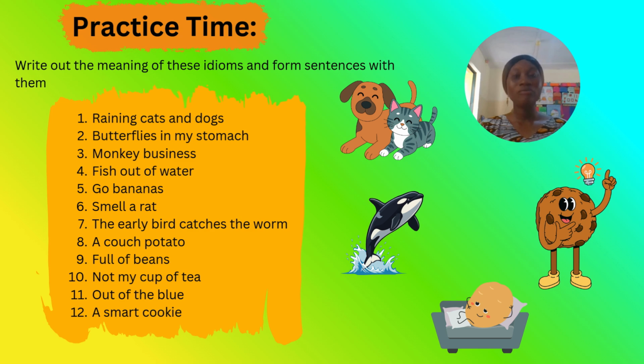So number one, raining cats and dogs. We've probably heard about that, that it's raining cats and dogs. Doesn't mean that you can... Have you ever seen cats and dogs fall from the sky? No, we've not. But it simply means, I don't want to say. So find out what it means and then form a sentence with it for me. Then I have butterflies in my stomach, monkey business, fish out of water, go bananas, I smell a rat, the early bird catches the worm, a couch potato, full of beans, not my cup of tea, out of the blue, and a smart cookie.